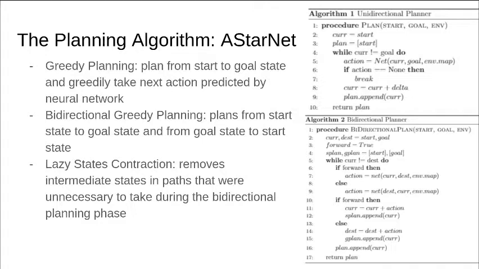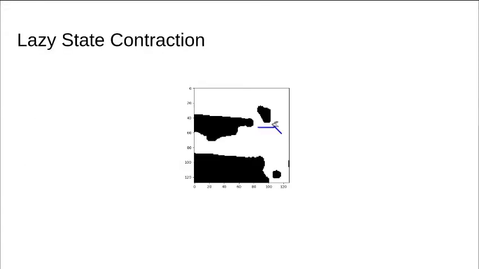The bidirectional planner worked the same, except that the path is generated by executing one action from the start position and one from the goal position alternately till the 2 paths meet. In addition, lazy state contraction is performed on the generated path. As an example, we can see lazy state contraction in action here. Detours in the path are cut out by looking in the immediate neighborhood of each point in the path to see if some points can be eliminated to shorten the path.